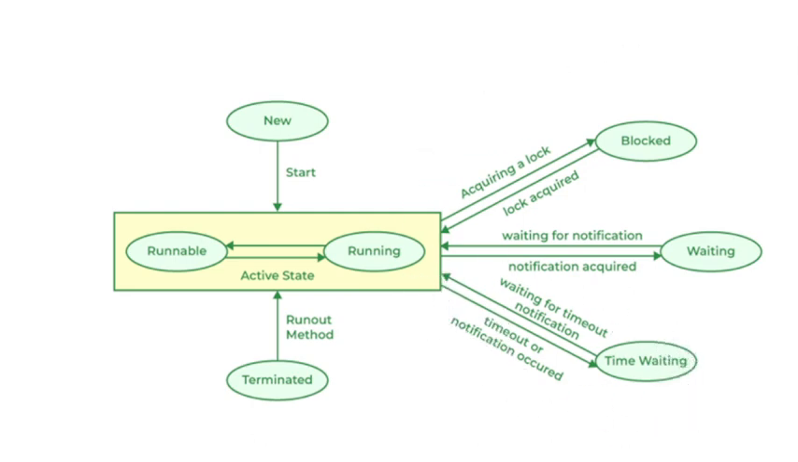So these are the six states of a thread, and based on the condition it will go to the specific state: blocked state, waiting state, and so on. If you call the wait method, it will go to the waiting state. And if you call the notifyAll method, then after the waiting state it will move again to the runnable and running state. So this is the six states of a thread.